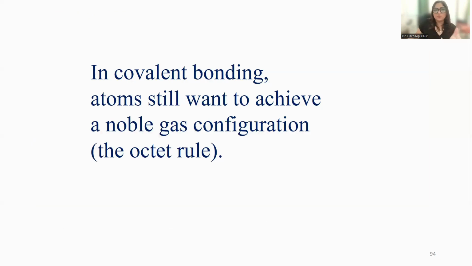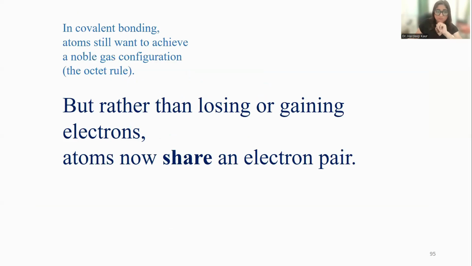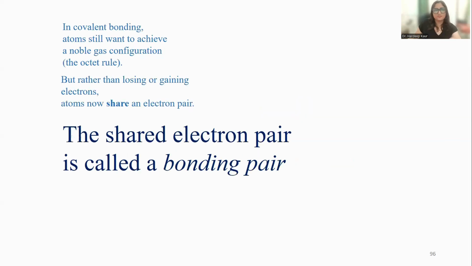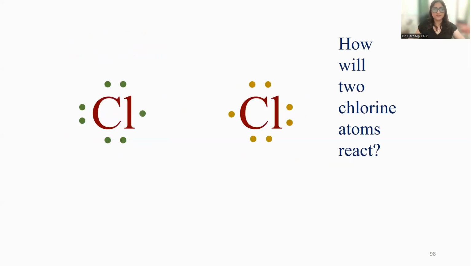In covalent bonds, atoms still want to achieve a noble gas configuration according to the octet rule. So rather than losing or gaining electrons, they share electrons. Basically, it is simple: sharing of electrons is called covalent bonding, and the electrons which are getting shared are called the bond pair.